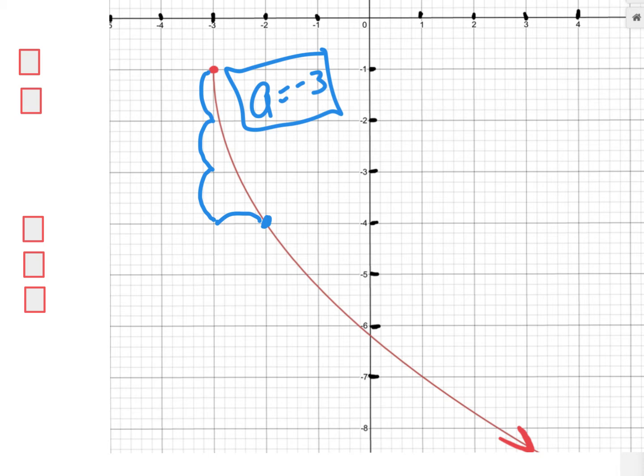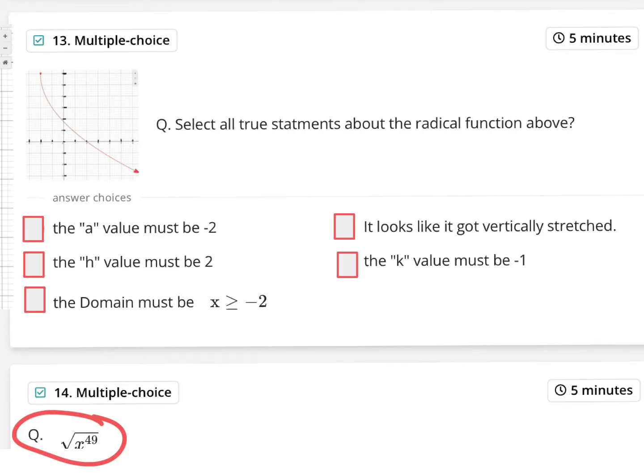This is what we call, first of all, a reflection from the original parent graph, and then it gets vertically stretched by 3. Anyway, let's just go back to the true and false. So obviously, the a value is not negative 2, it's negative 3. So this first statement right here is false. So that's why it's a red dot right there.